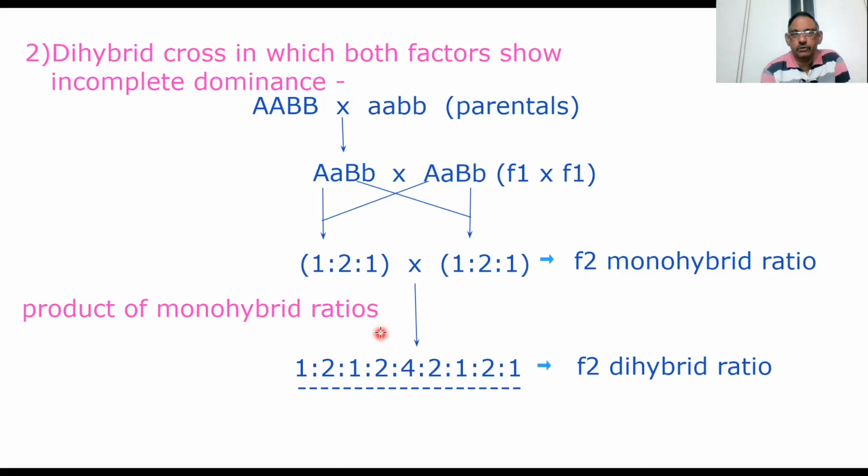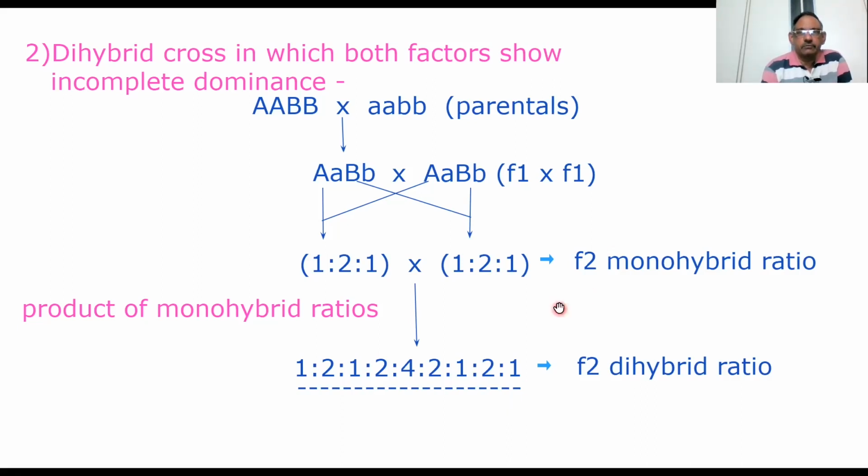The product of monohybrid ratios is this one. 1 multiplying this ratio with the first one, 1, 2, 1, and multiply this ratio with 2, 2, 4, 2, multiply this ratio with this one, 1, 2, 1. 9 types of phenotypes, 1, 2, 1, 2, 4, 2, 1, 2, 1. Now this is the answer for that question. A dihybrid cross involving two factors, both of which are showing incomplete dominance.